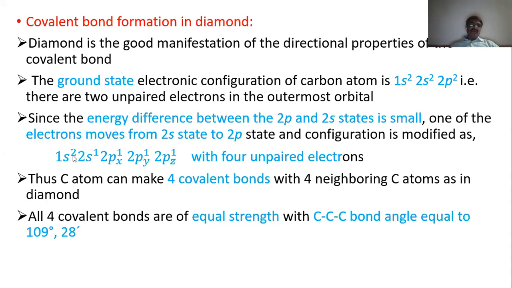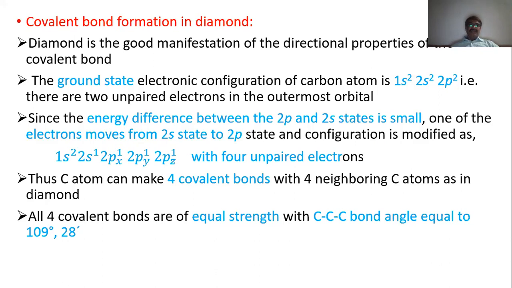Okay, so 1s2 will remain as it is, and from the 2s orbital one electron will move to the 2p orbital, so it is only 2s1, and the 2p orbital will split up into three 2p orbitals, that is not really split up, but for our criteria let us consider it as split up: 2px1, 2py1, 2pz1. So in this way there are four unpaired electrons. So these are not two unpaired, but four unpaired electrons.